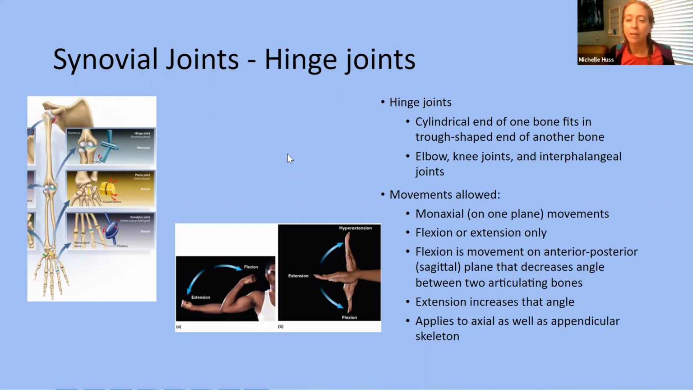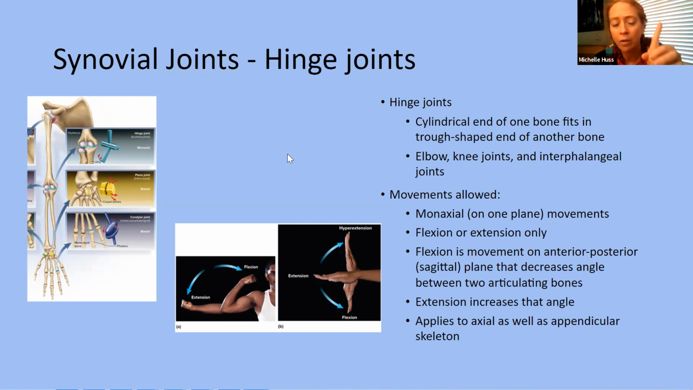Interphalange, what does that mean? So these right here are hinge joints, interphalange. The middle and the proximal are hinge joints, okay? So try to make your hinge joint, everybody take your hinge joint right here.